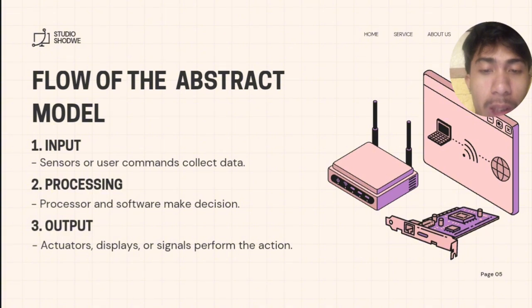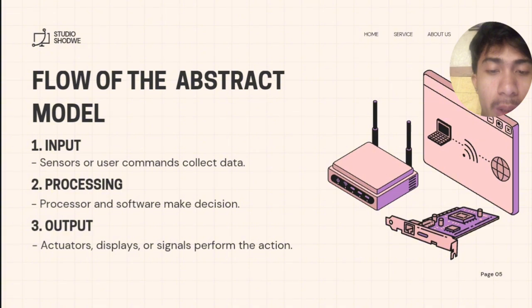First is input. This is where the system receives information. Input can come in two forms. From the user, like when we press a button, touch a screen, or speak a voice command. And from the environment, through sensors like temperature sensors, light sensors, motion detectors, or pressure sensors. For example, in a smartphone, input can be your finger tapping on the screen. In a smart aircon, input can be the temperature sensor detecting if the room is hot or cold.